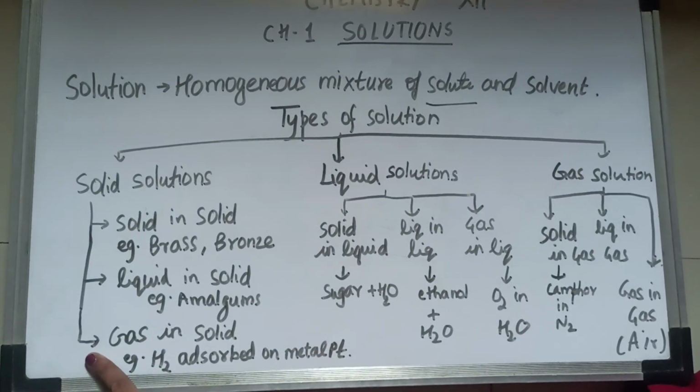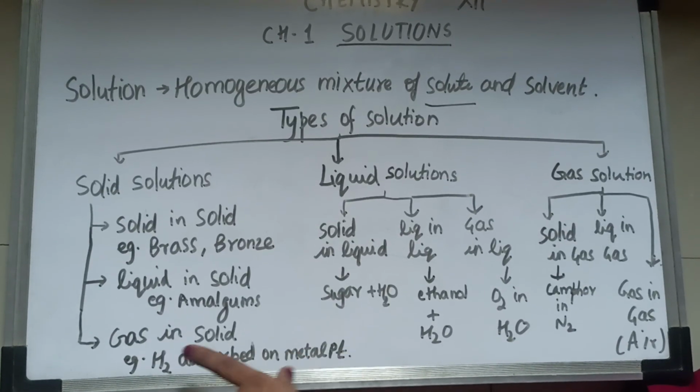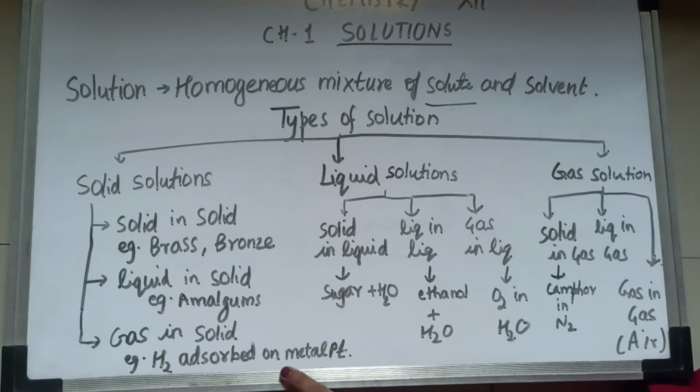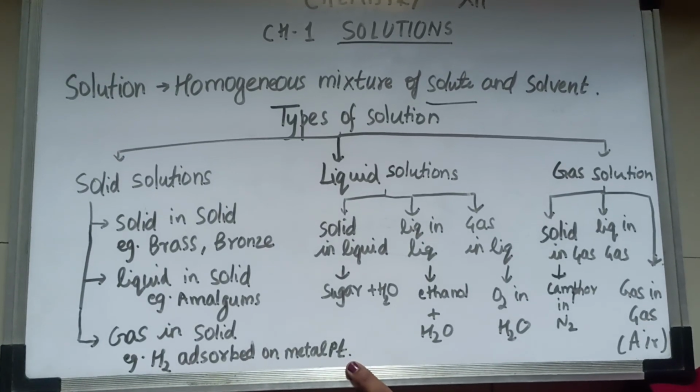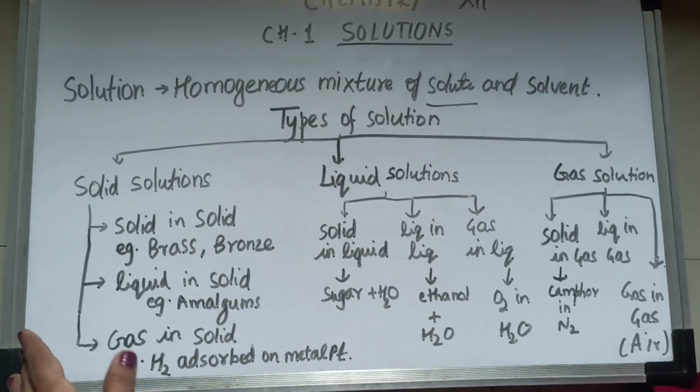Then let us move on to third part, that is gas and solid. So solid is going to be there in large quantity and gas, and the example could be hydrogen gas adsorbed on the surface of platinum metal or any other inert metal. So this was all about solid solutions.